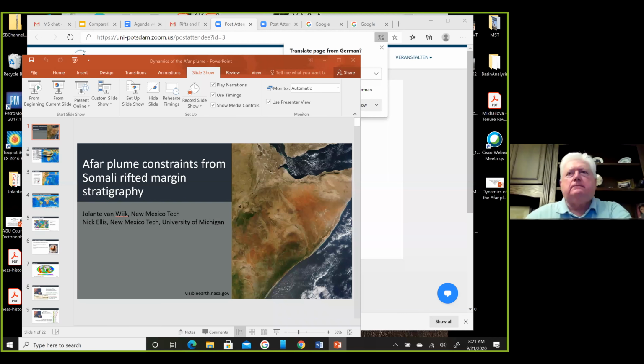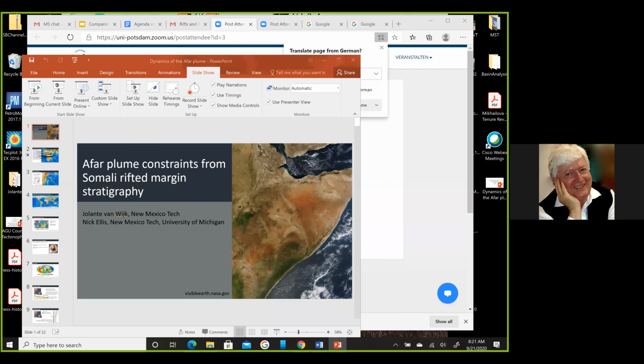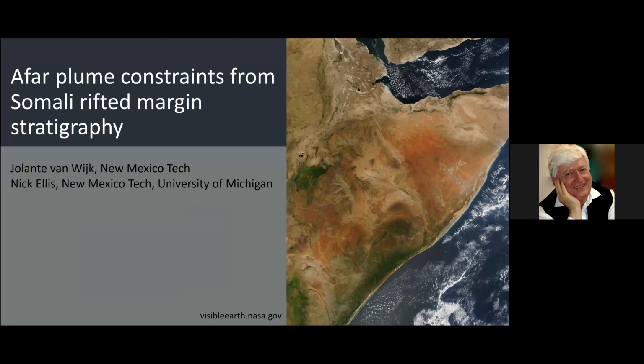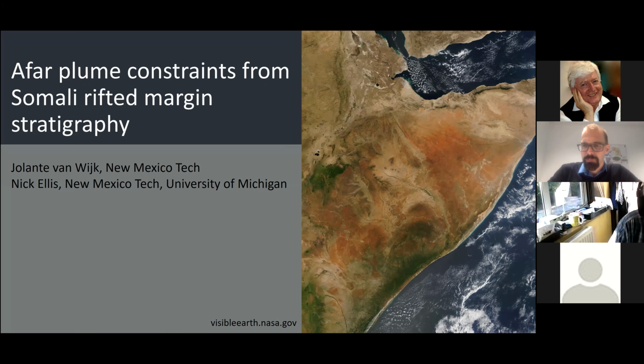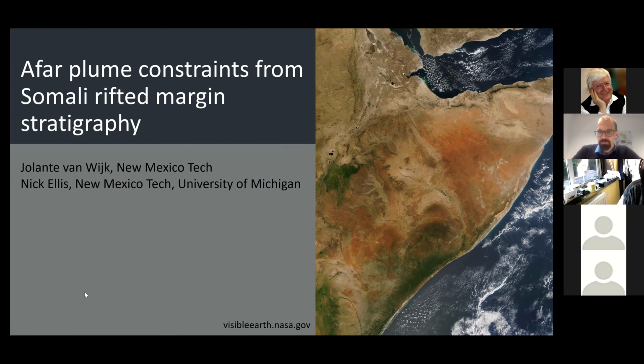Okay, so thanks everyone. With this talk, we would like to show you how we can use stratigraphy of the Somali rifted margin to constrain Afar plume dynamics and understand its relation with the opening of the East African rift. Our study area is the area that you can see approximately on this NASA image towards the right. That is the Somali Basin and Northeastern Africa.